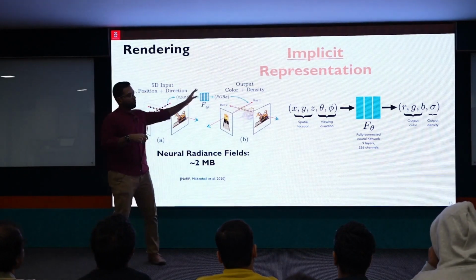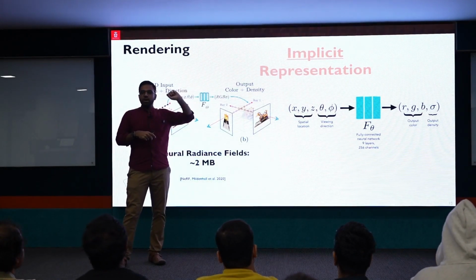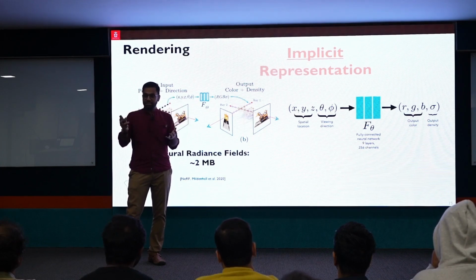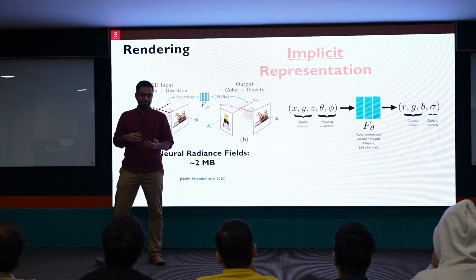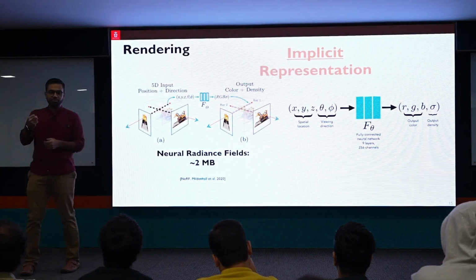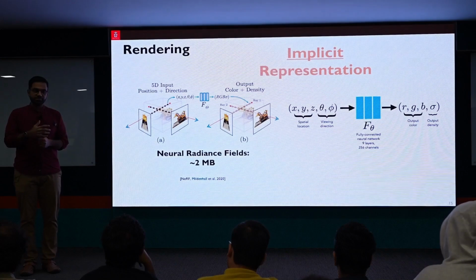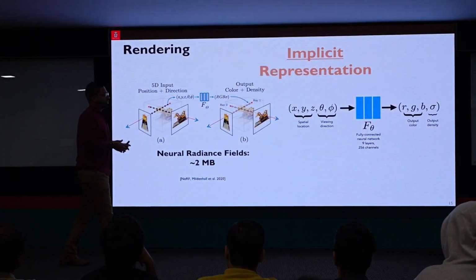So NeRF is an example of an implicit representation. All neural fields, I'm not talking about neural radiance fields, just neural fields in general, are also examples of implicit representations. They're capturing the information implicitly through the weights of a neural network. Okay? So that's NeRF.